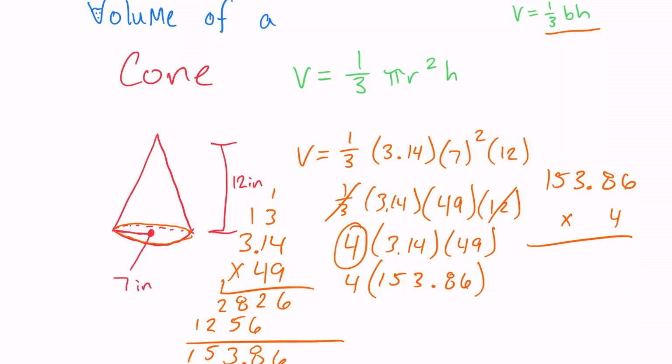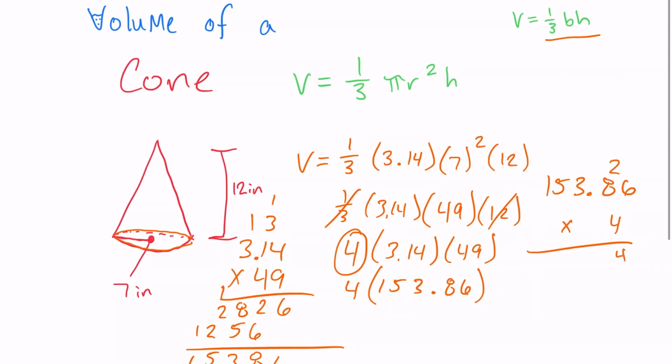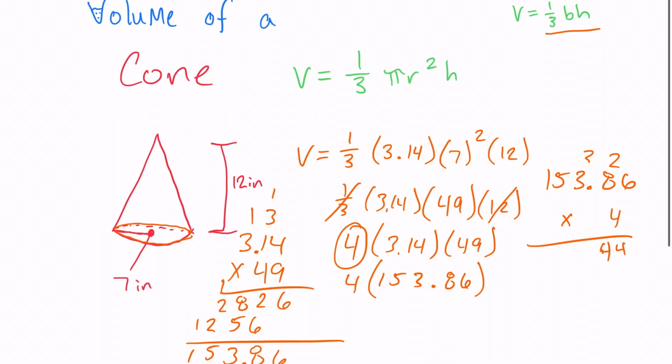4 times 6 will give us 24. 8 times 4 will give us 32, plus 2 will give me 34. Carry that 3. 4 times 3 is 12, plus 3 is 15. 4 times 5 is 20, plus 1 will give me 21. And 4 times 1 is 4, plus 2 is 6.